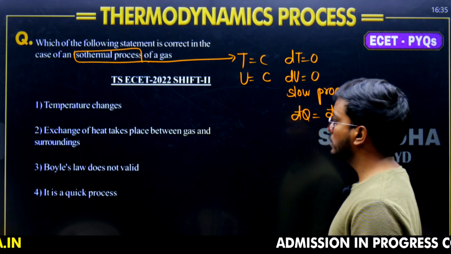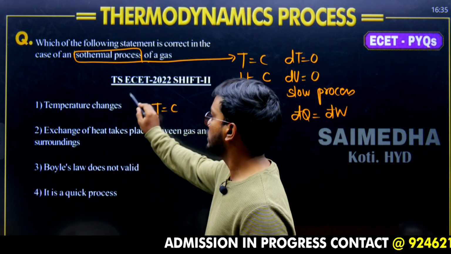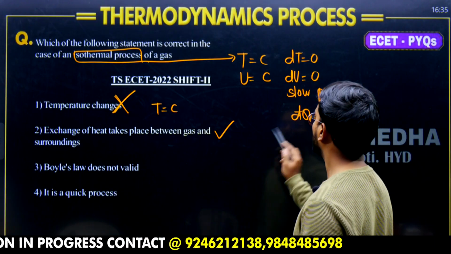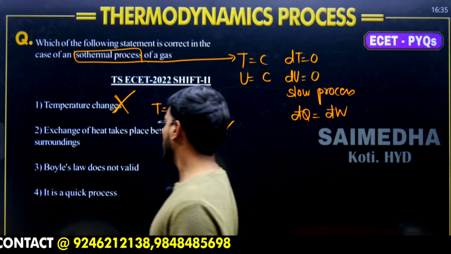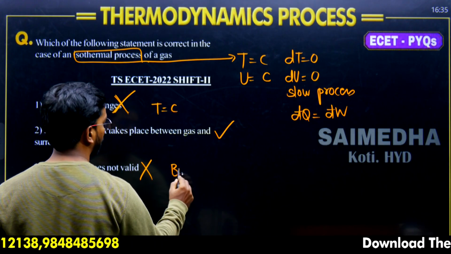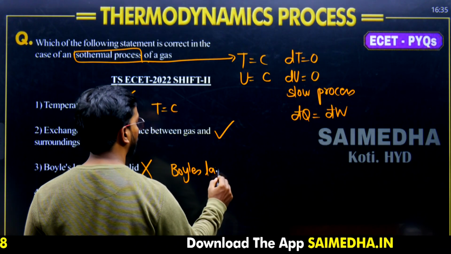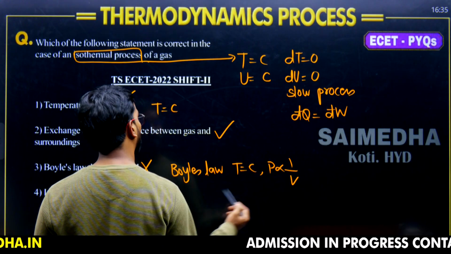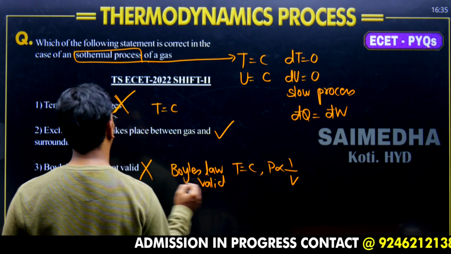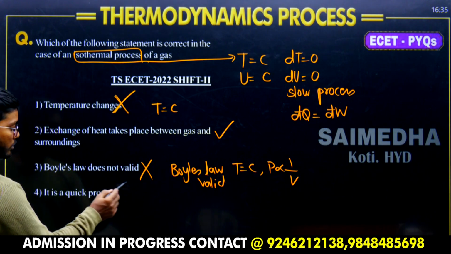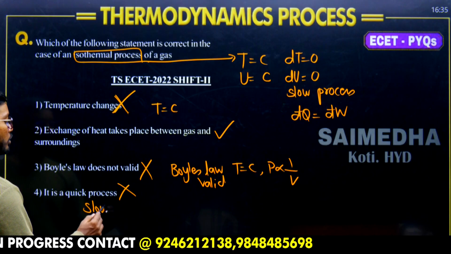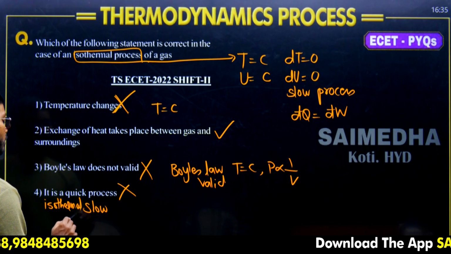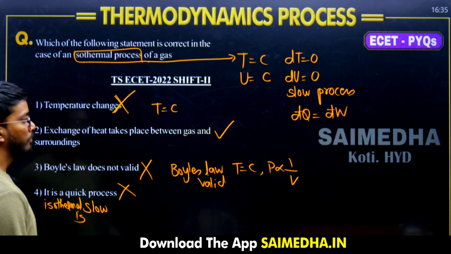Okay. Temperature changes? No, temperature is constant, so that's why this statement is wrong. Exchange of heat takes place between gas and surroundings? Yes, heat transfer will take place. Boyle's law does not hold? No, Boyle's law is valid. What is Boyle's law? Boyle's law states that temperature remains constant, and pressure is inversely proportional to volume. So Boyle's law is valid. It says not valid, so that's why it is wrong. It is a quick process? Wrong, because isothermal is a slow process. Go through it.